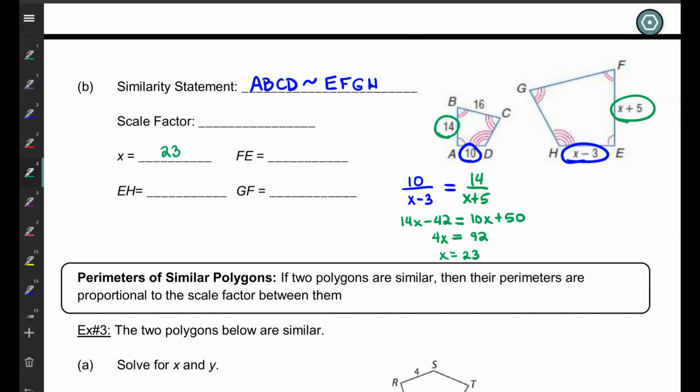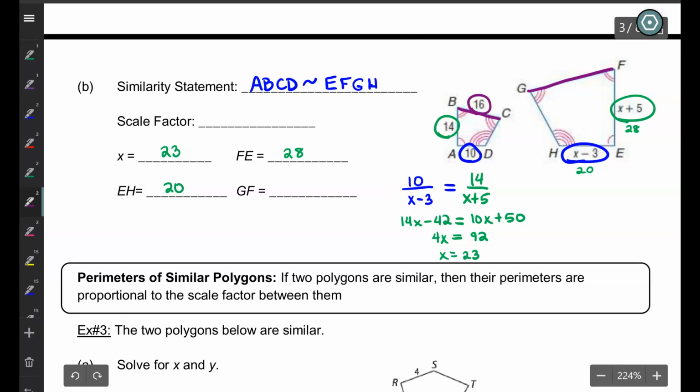Now, once I know the value of x, I can figure out, for example, EH, so that's going to be 23 minus 3, so that's going to be 20. FE, so that's going to be 23 plus 5, so that's going to be 28. And then I have to find GF. Okay, so what I'm going to do is I want to figure out this length, which is going to correspond to this side.